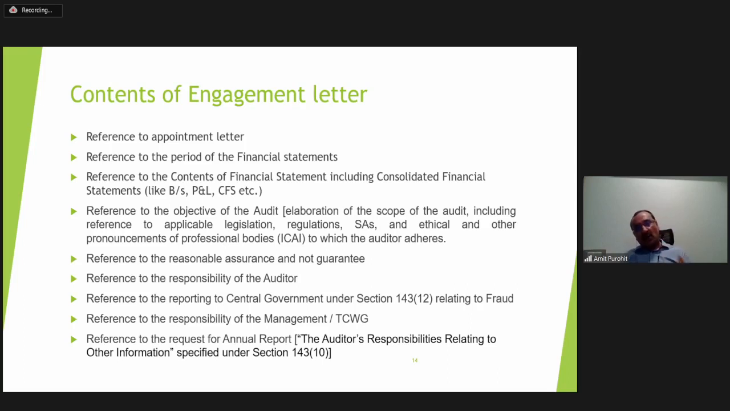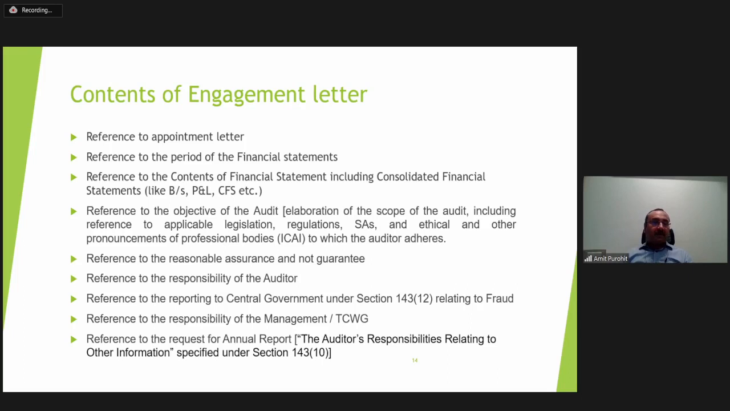Friends, as an auditor, we are supposed to maintain client confidentiality, and the information which we have gathered during the audit remains confidential with us. However, in certain situations, if the auditor detects any fraud or has reason to believe that any fraud has happened in a particular entity, then he may have to report to the persons who are charged with the governance and the central government also. So there has to be a clear recital in the audit engagement letter that if such a situation arises, then he will have to report the findings to the central government.